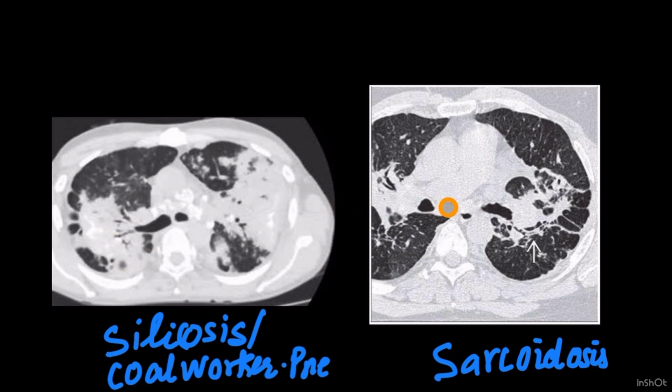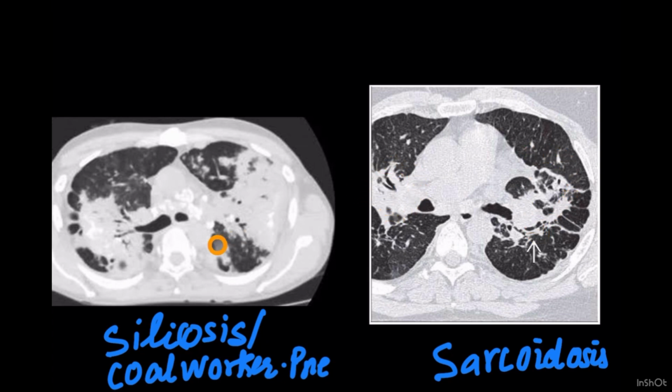But on the other hand, sarcoidosis is an inflammatory disease with granuloma formation and fibrosis, and in this case also there is progressive massive fibrosis. But the main difference between these two diseases is that the conglomerate fibrous masses in sarcoidosis start in the central part. You can appreciate that they are very near to the hilum. These are present in the central part of the lung.